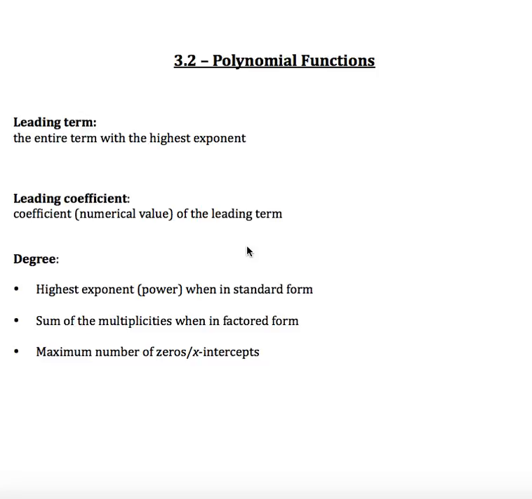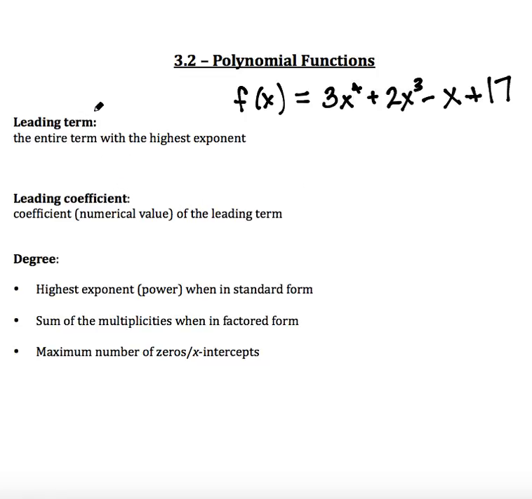Section 3.2, polynomial functions. I would take a minute, pause this, and write down all these definitions, and then play it and we'll discuss them. Let me first give you an example of a polynomial function. A polynomial function could look like this: f of x is equal to 3x to the fourth plus 2x cubed minus x plus 17. Okay, just an example of a polynomial function.